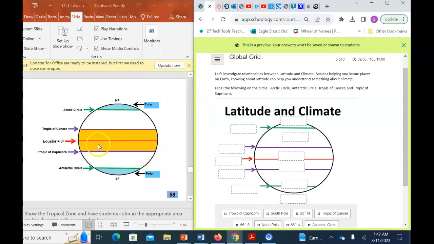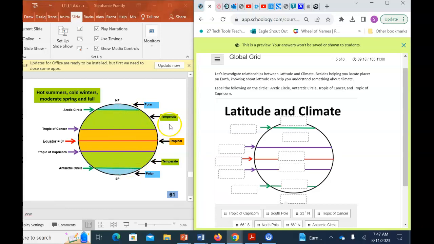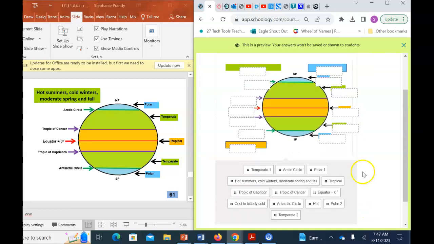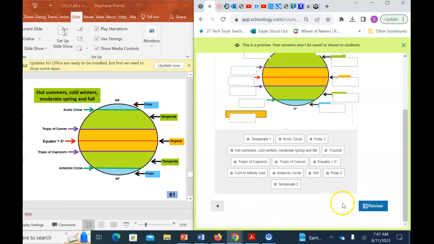This area in the middle is the hottest part because it's closest to the equator. We call that our tropics or our tropical area, and it is hot. And then this larger area that's in between, that's where most people live. You have hot summers, cold winters, moderate spring and fall, and we call that the temperate zone. So you're going to match that up on these two pages.